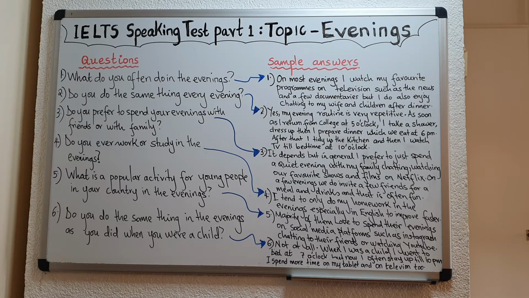You notice that in that answer, I have also used a variety of sentence structures. I have used a simple sentence, which is the first one. Yes, my evening routine is very repetitive. And then after that, I have used a complex sentence. As soon as I return from college at 5 o'clock, I take a shower, dress up, then I prepare dinner, which we eat at 6 p.m. And I've been able to do that through the use of commas.